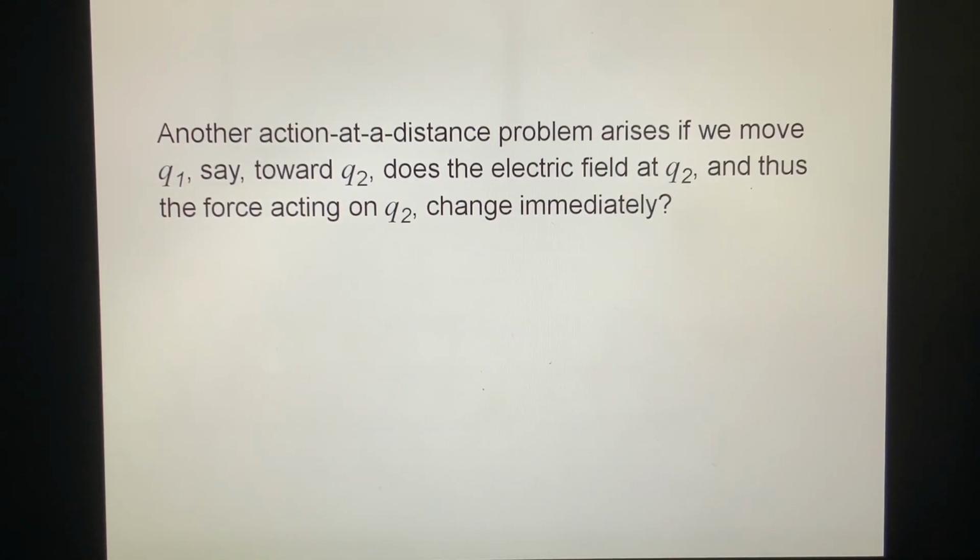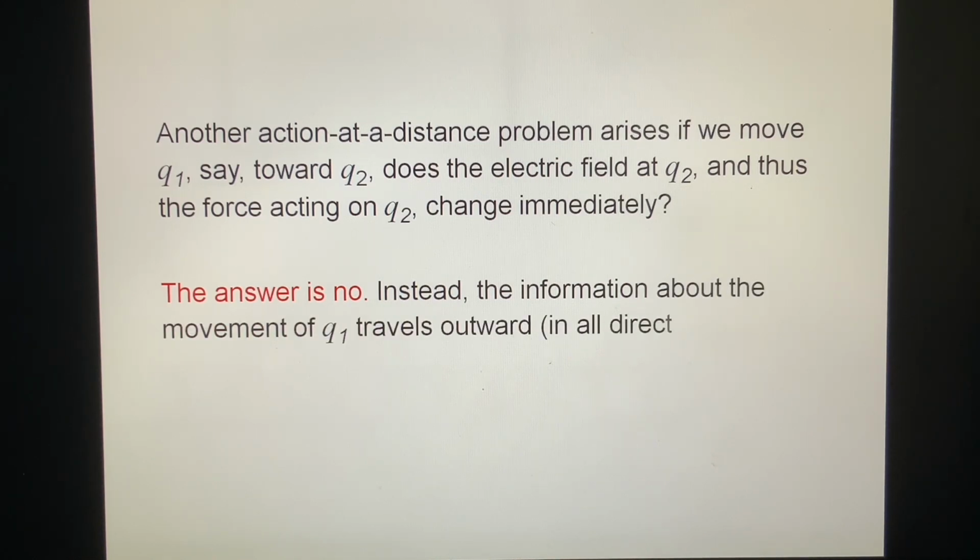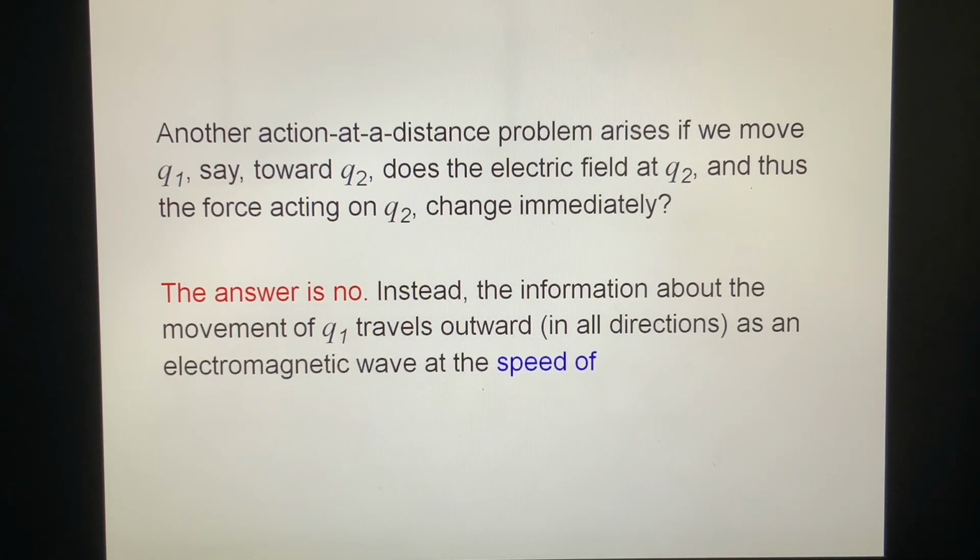Another action at a distance problem arises. If we move Q1, say, towards Q2, does the electric field at Q2, and thus the force acting on Q2, change immediately? The answer is no. Instead, the information about the movement of Q1 travels outward in all directions as an electromagnetic wave at the speed of light, c.